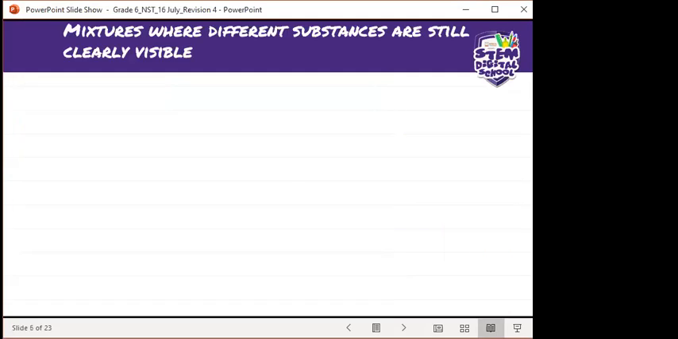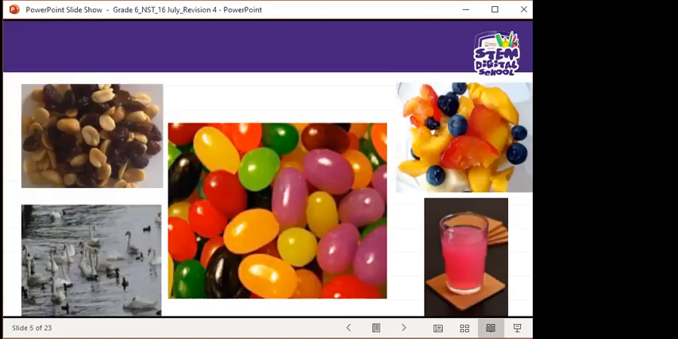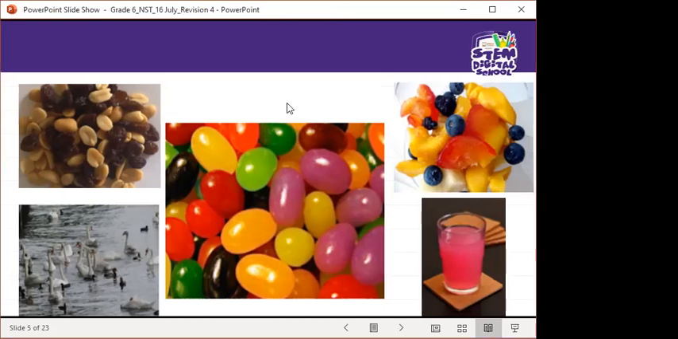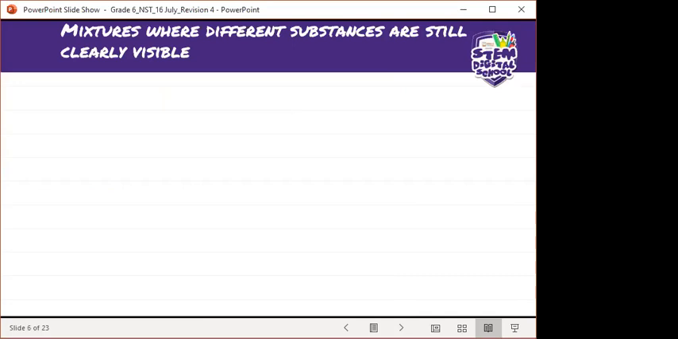Okay, so mixtures where different substances are clearly visible. If I can just go back, we can see in these various pictures, 4 of these pictures, the different colors of jelly beans. Here we can see the different substances, which is our raisins as well as peanuts. Here we can see the water as well as the ducks. And in the top right corner, we can see the different fruits in this fruit salad. Okay, so that is what we mean when we say mixtures where different substances are still clearly visible.